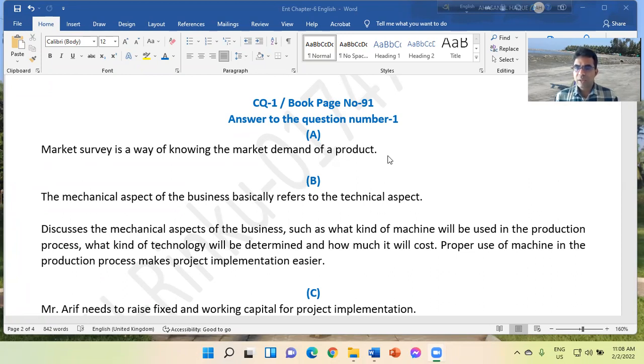You will get 1 mark if you write the knowledge answer perfectly. Number B, describe the technical side of the business. Technical side means, here it is written, the mechanical aspect of the business. Basically it refers to the technical aspect.